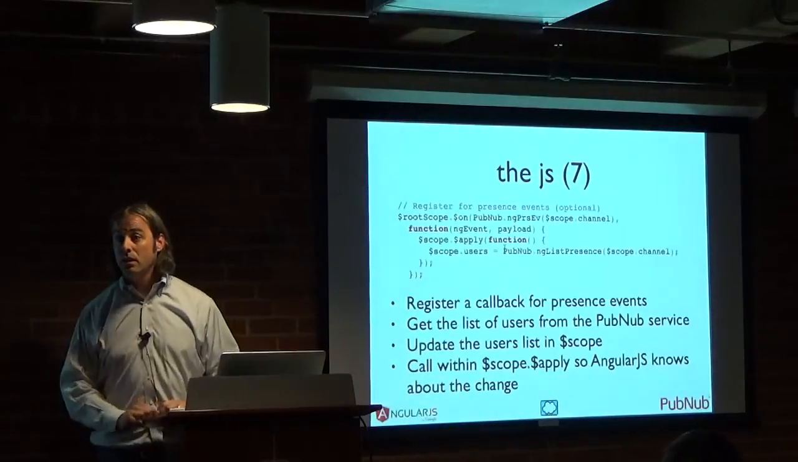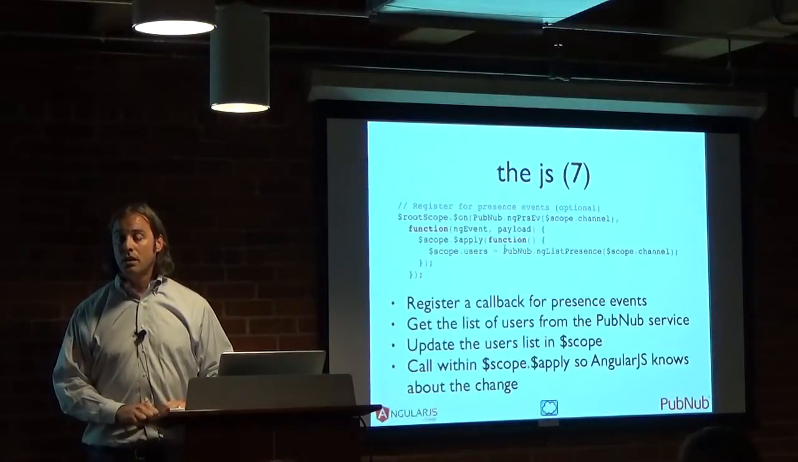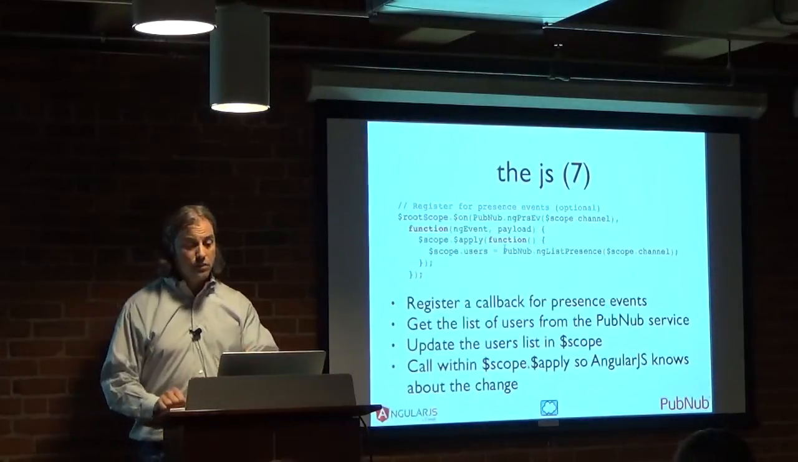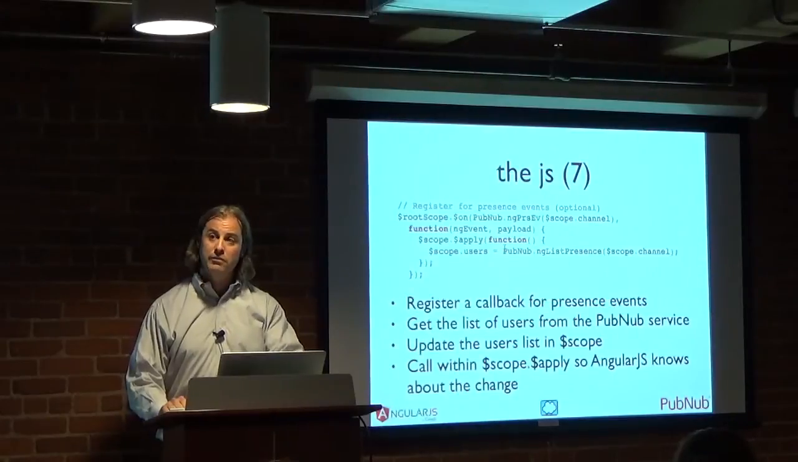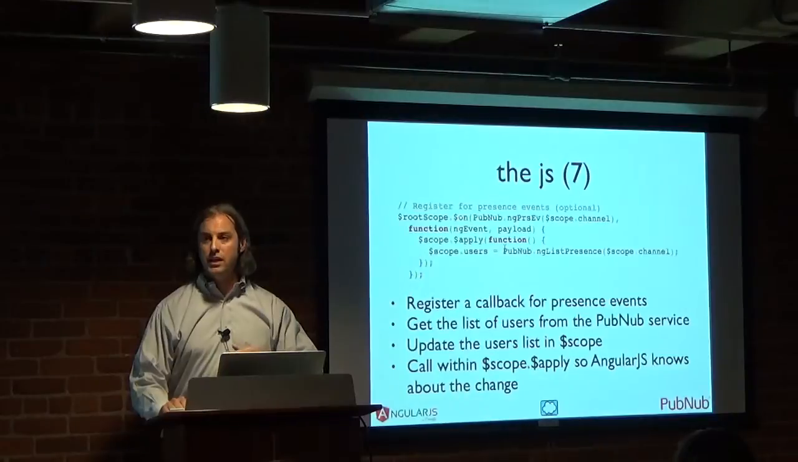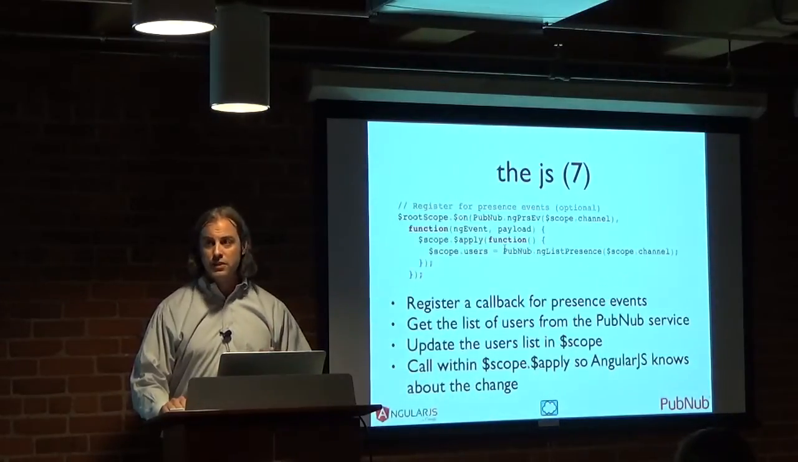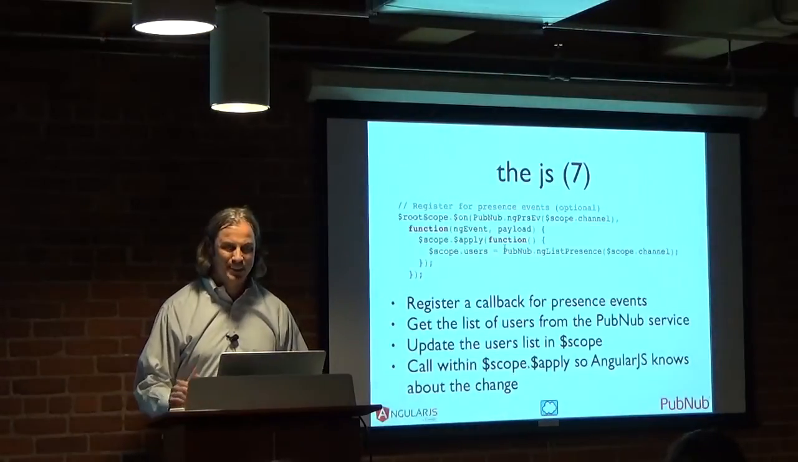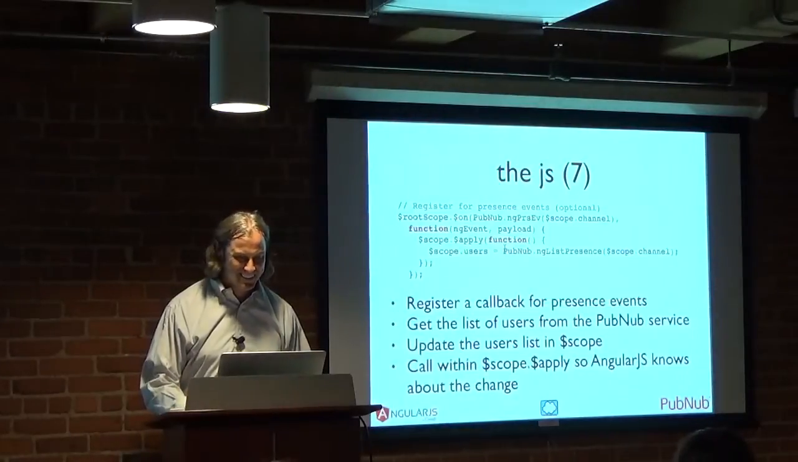Sure. Are you retrieving the whole list or just whatever's current? The question is, are you retrieving the whole list or just what's current? At this time, it's retrieving the whole list. But if you wanted to, you can actually look into the payload of this event, tell whether it's a join or a leave, and then update it. The thing about doing that is, for efficiency, you probably want to put it into an object, and I had to fit it within 99 lines of JavaScript, or else I wouldn't have been able to make the cut for this presentation.